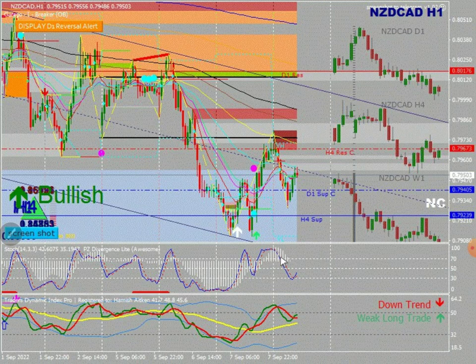Also, we have stochastic. It also detects overbought, oversold. When the stochastic is at 70 and above, that is overbought. When it's below 30, that is oversold. So we have levels here: 30, 50, 70 and above. So that is stochastic. And within the stochastic, I have a MACD here.